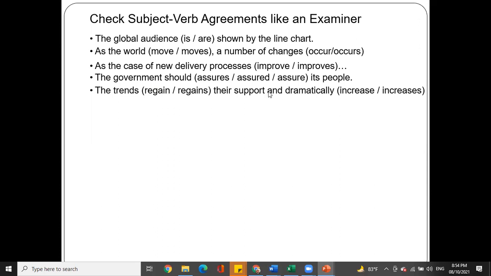Yeah, it's they, in their report. Kasi ang "and" is the conjunction that marks another sentence. Wala yung subject in the next sentence, no? So it's understood that the subject is still the trends, no? The trends regain their support and dramatically increase.